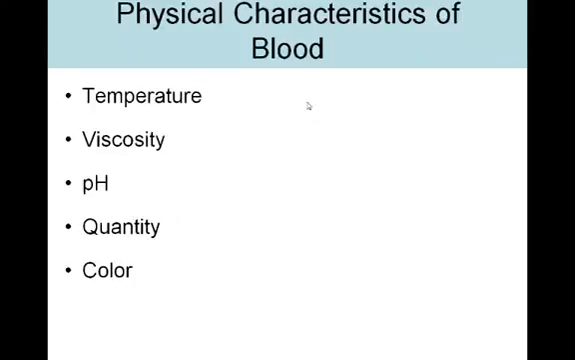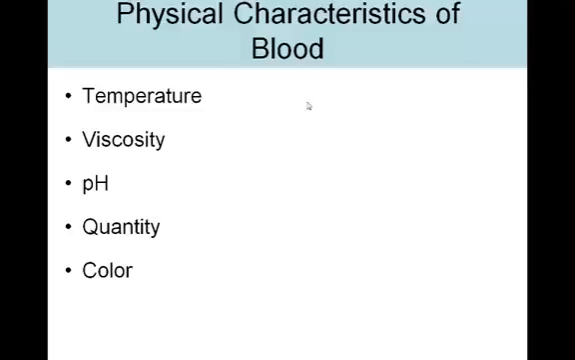I want to talk about some physical characteristics of blood, things like blood temperature. Your blood temperature is technically warmer than your body temperature. Blood temperature is about 100.4 degrees Fahrenheit, which would be about 38 degrees Celsius. So it's slightly warmer than normal body temperature.